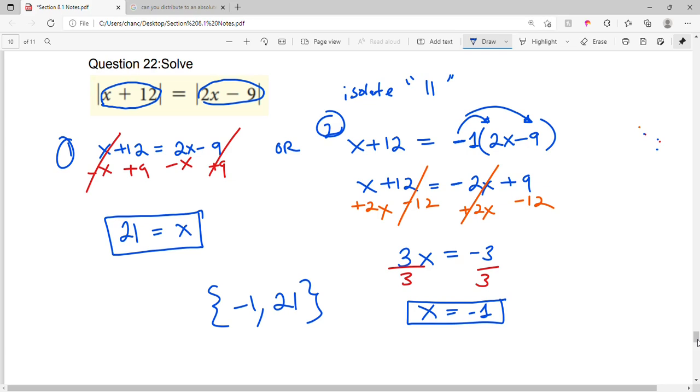So in this case, if there are two absolute values, we'll set the arguments equal to each other for the first scenario, and for the second scenario, set the absolute value equal to its opposite on the other side. And that's how you solve absolute value equations when there are two absolute values.